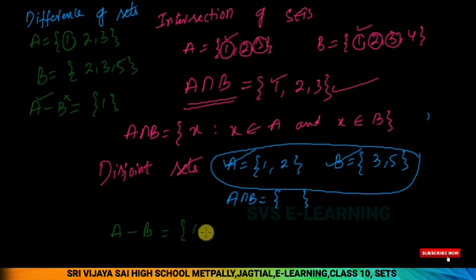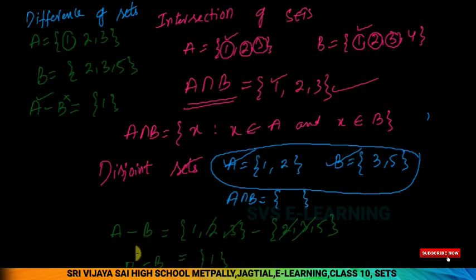What is set A? 1, 2, 3 minus what is set B? 2, 3, 5. Just cancel out the common elements. 2 and 2, I'm cancelling it out. 3 and 3, I'm cancelling it out. What are the remaining elements in set A? 1. 1 is the only element remaining in set A. So this is my A minus B.